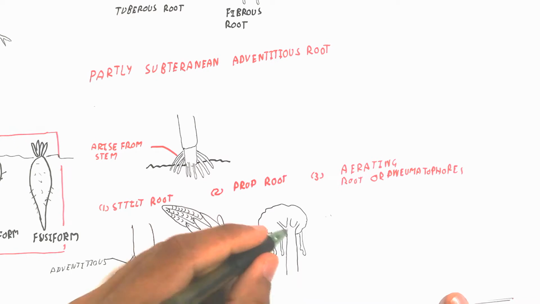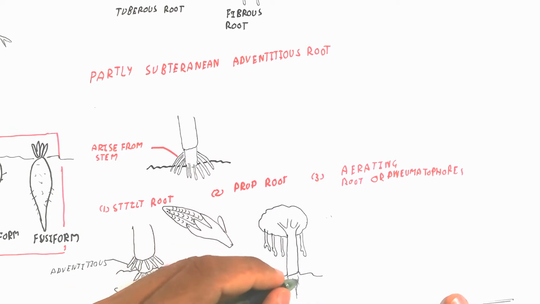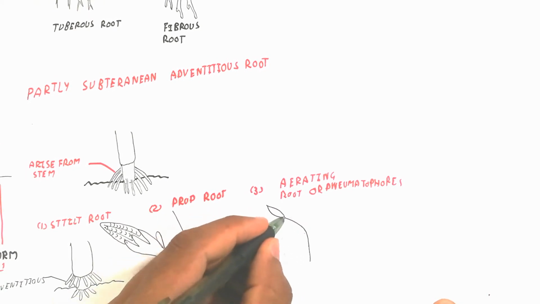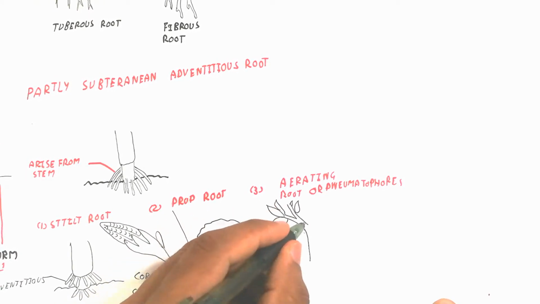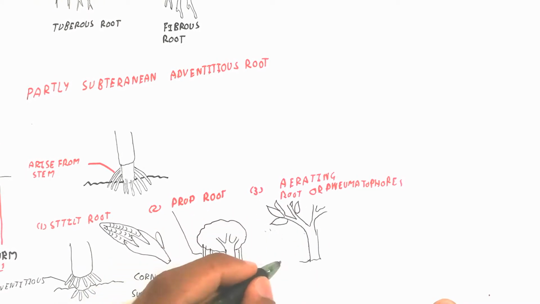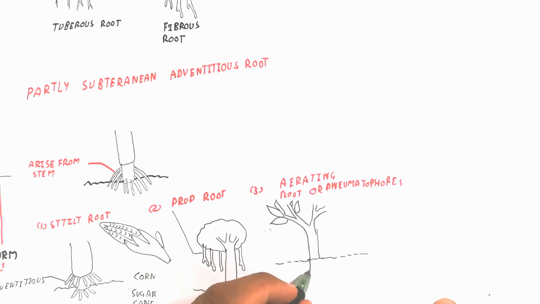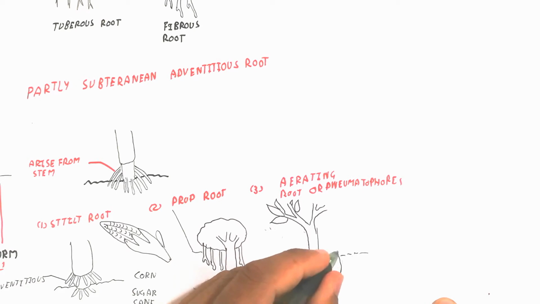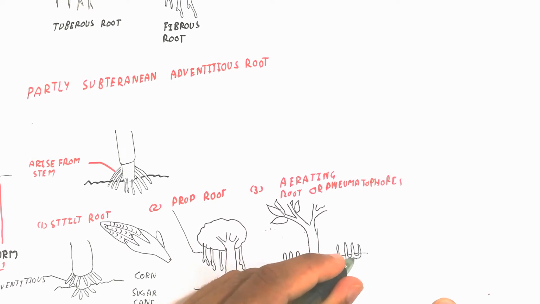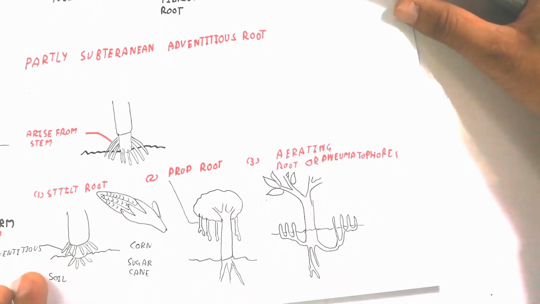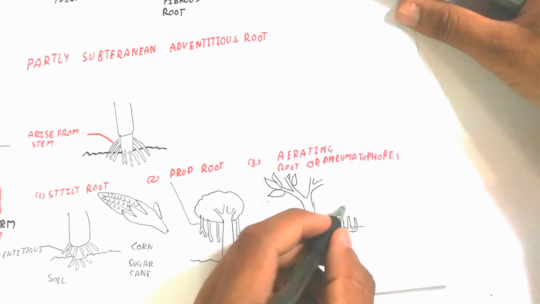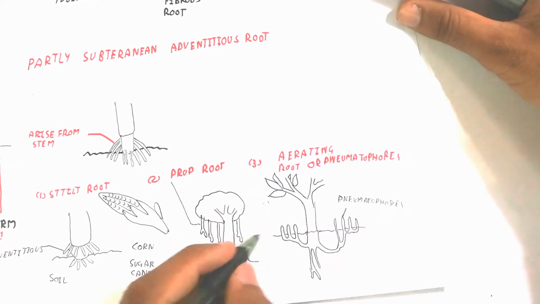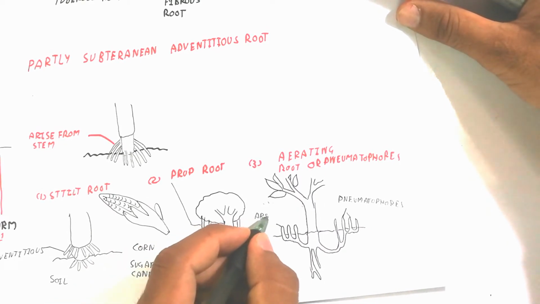So here is the prop root. The prop root arises from the tree and is present in the air and absorbs humidity. And another is the aerating root, which are pneumatophores. They are produced from the soil to go into the air, pneumatophores produced for the absorption of moisture.